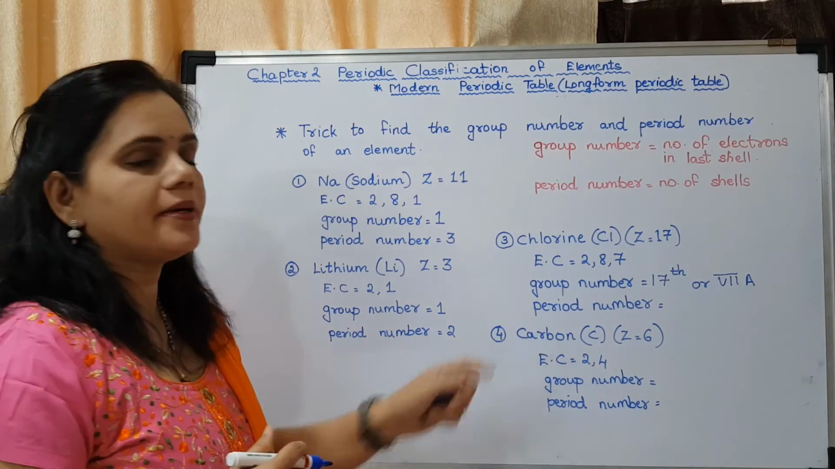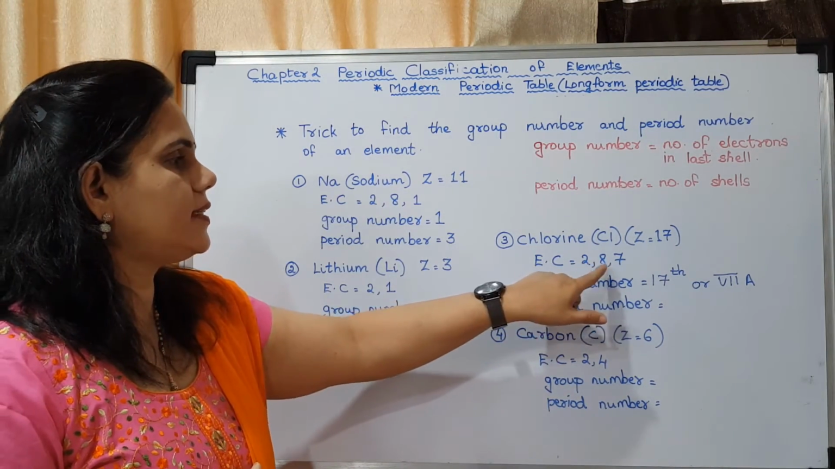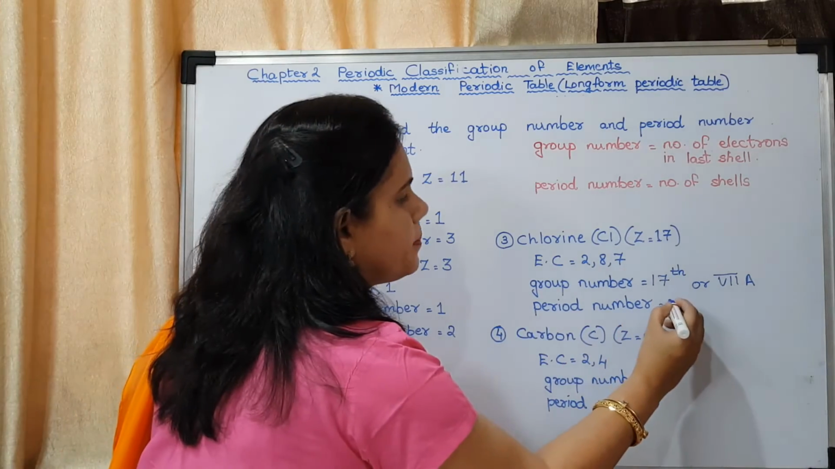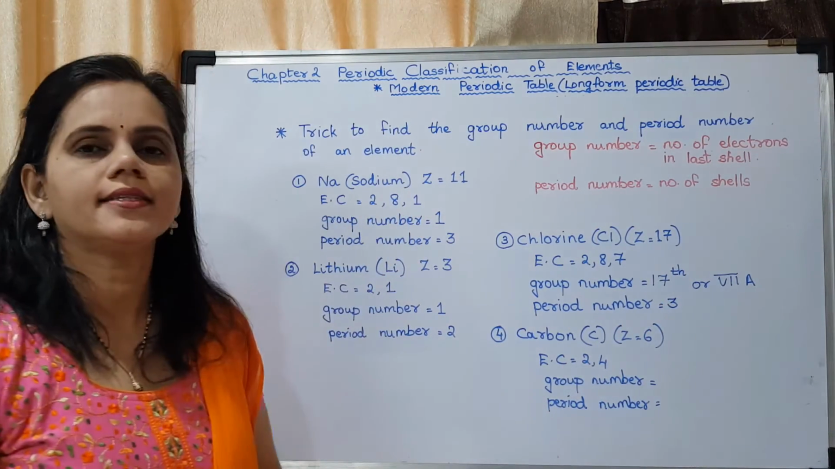And what is the period number? How many shells are there? 3 shells are there. So what is the period number? The period number is 3.